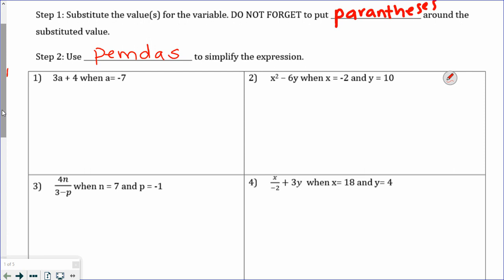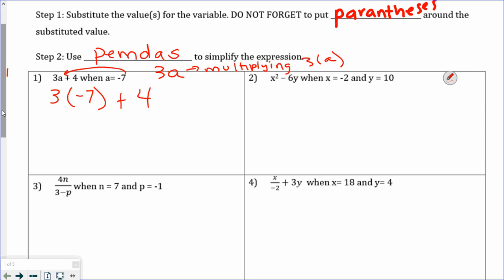Number 1, 3a plus 4 where a equals -7. So I'm just plugging in that -7 where I see my a. So instead of the a, I should have parentheses. Okay? So 3 times, well, we're plugging in -7 for a, plus 4. Again, when something is written like this, like 3a, that means we're multiplying. It's really important to remember. So we're multiplying 3 times a.